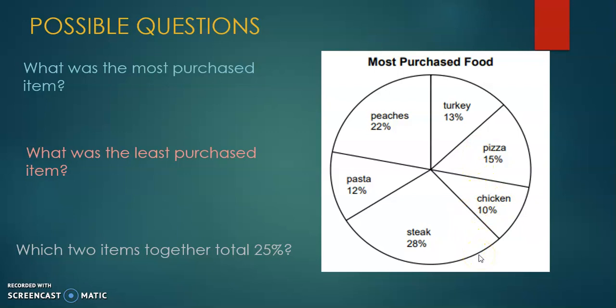And which two items together total 25%? So in order to figure that out, we would have to add 2 of those percentages together. This is like a guess and check sort of situation, or you can just look at them and figure out which ones would add up to equal 25. So for example, peaches and pasta. If we were to add that 22% and 12%, would we get that 25%? No. There's actually a couple different options that you can have. You can have turkey and pasta, 13 plus 12 is 25. Or pizza and chicken together, 15 plus 10 is 25. So you had 2 options for which 2 items together total 25%.